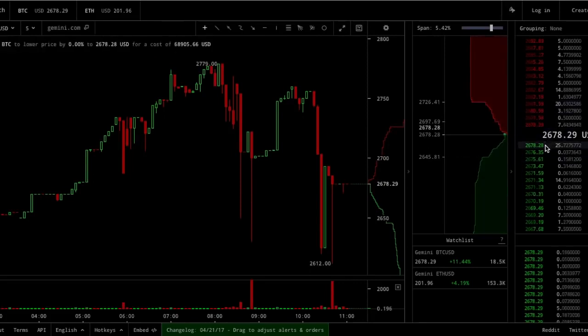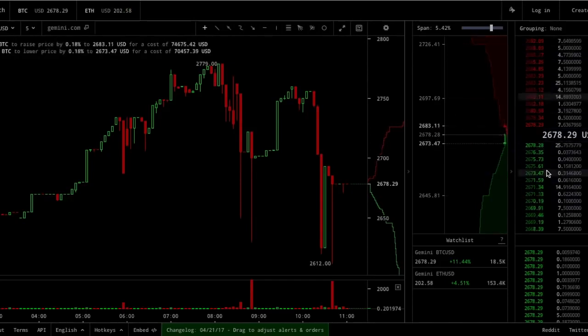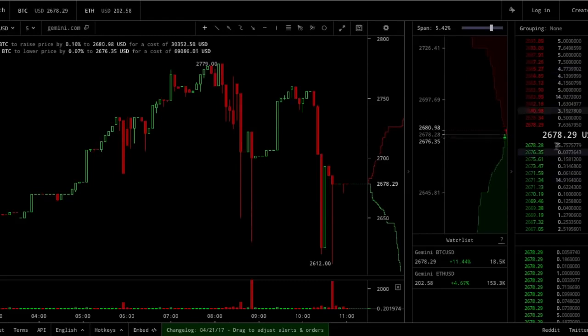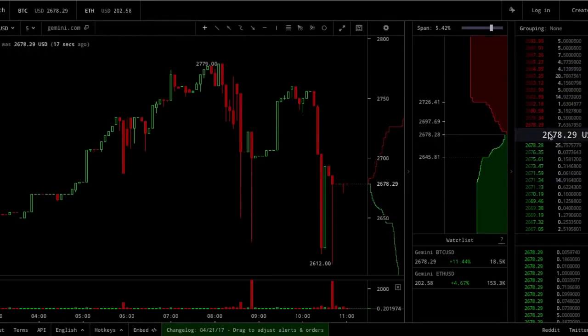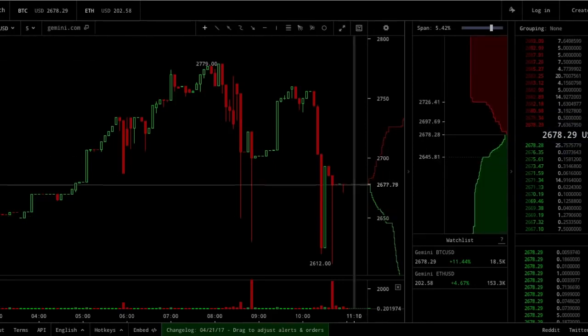All bids will be below last traded price. This is last traded price right here, 2678.29. All bids will be below last traded price, and all offers will always be above last traded price. And last traded price usually would bounce from the highest bid and the lowest offer, unless price actually changes.